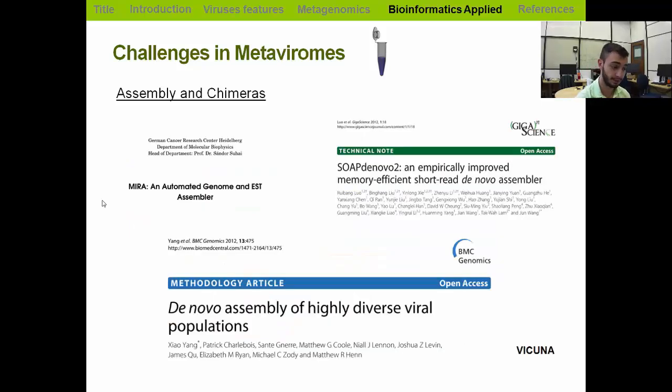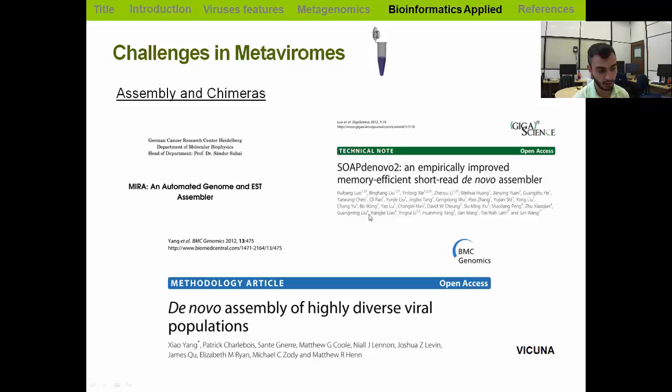So we have these alternatives. We have all these assemblers. Mira is a very good one. It's based on overlap-layout-consensus, which uses the superposition of the reads to assemble it. It's a very good one. And we have SOAPdenovo too. It's based on De Bruijn graphs, so it uses some heuristic to do the assembly.